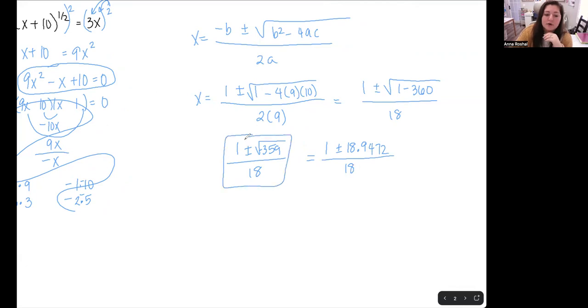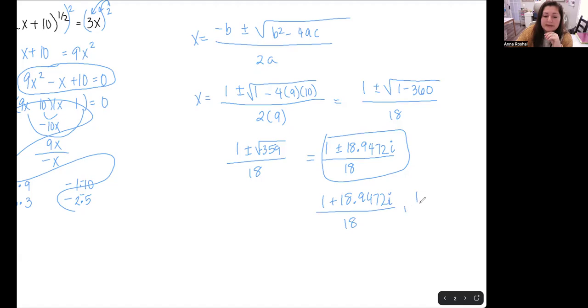If I were this student's teacher, I would probably accept this, assuming I'm giving students a calculator. I want this pulled into two separate equations on the calculator. So, for example, 1 plus 18.9472 i over 18, and then the same thing, 1 minus 18.9472 i, and so on, over 18.